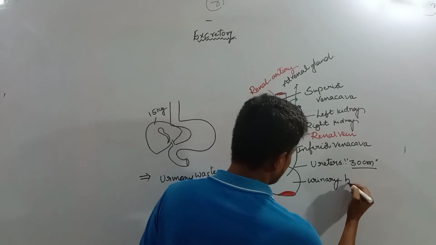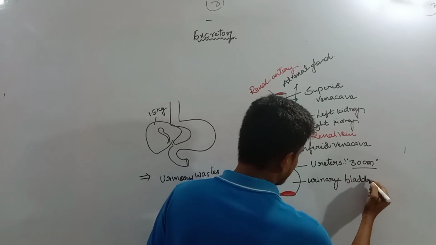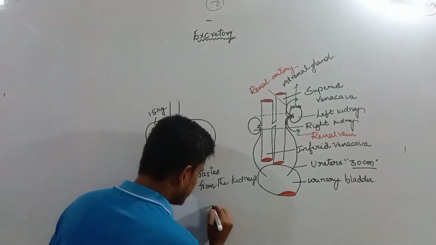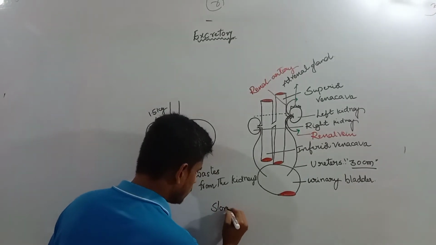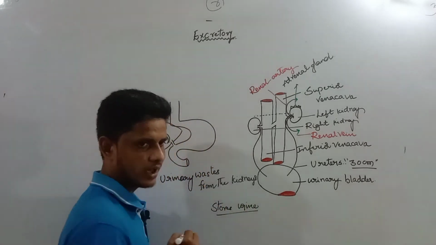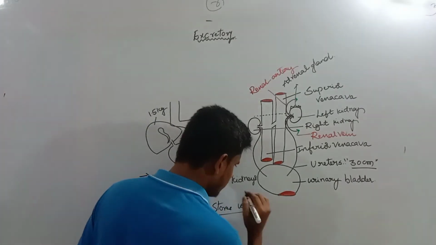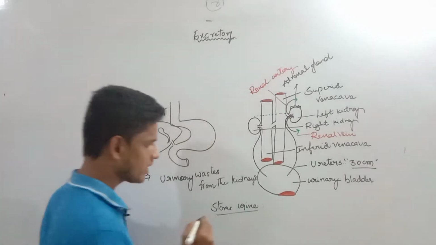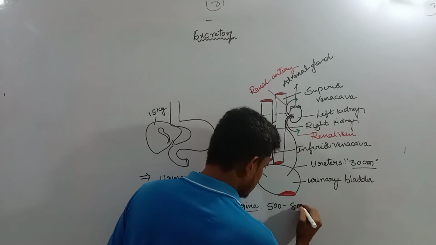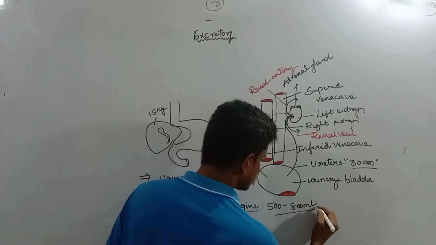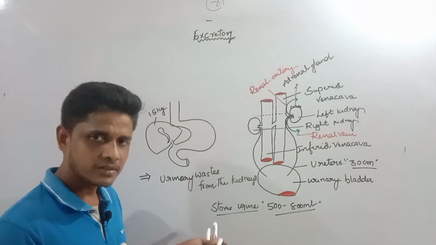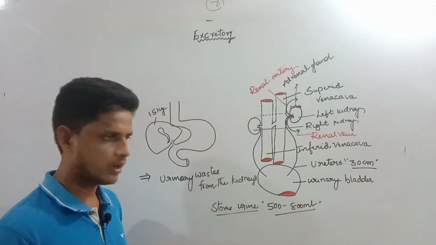Urinary bladder. What is the function of the urinary bladder? This particular urinary bladder stores urine, and it has the capacity to store 500 to 800 ml of urine. Whatever the urinary bag is in our body, it stores 500 to 800 ml of urine.